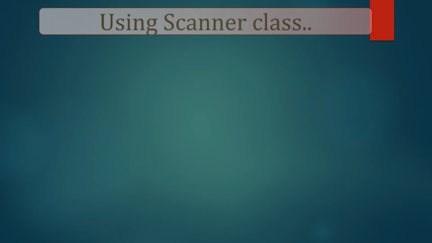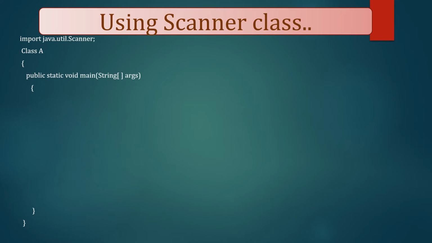Now we will see how to get input from the user using the Scanner class. First we import our Scanner class by writing the code import java.util.Scanner. Then we will define our class A. After that we will define our main method. Then we will create an object of our Scanner class by writing Scanner s = new Scanner(System.in).